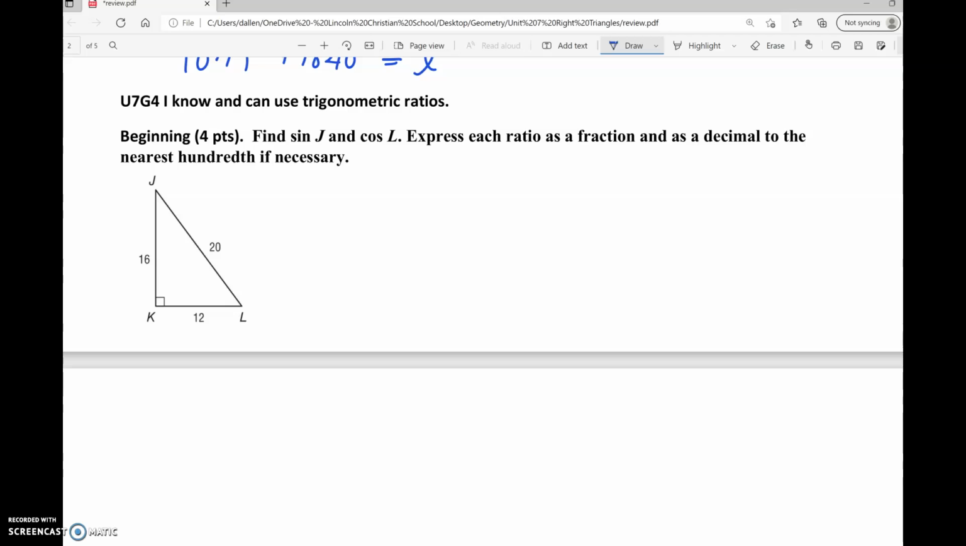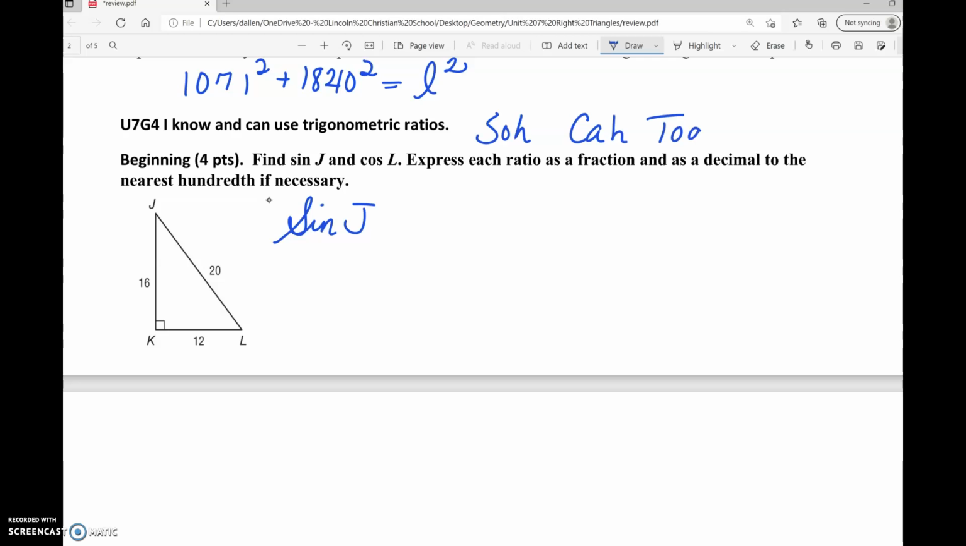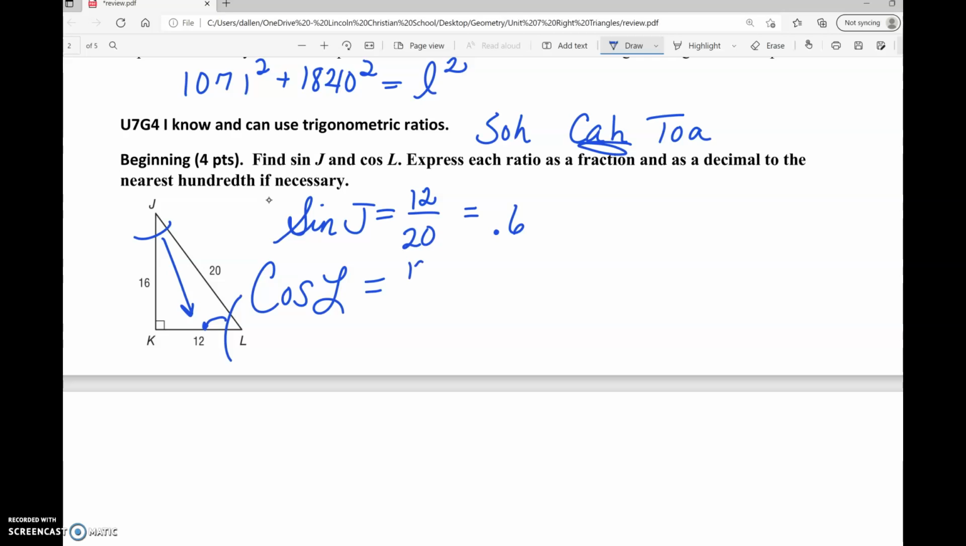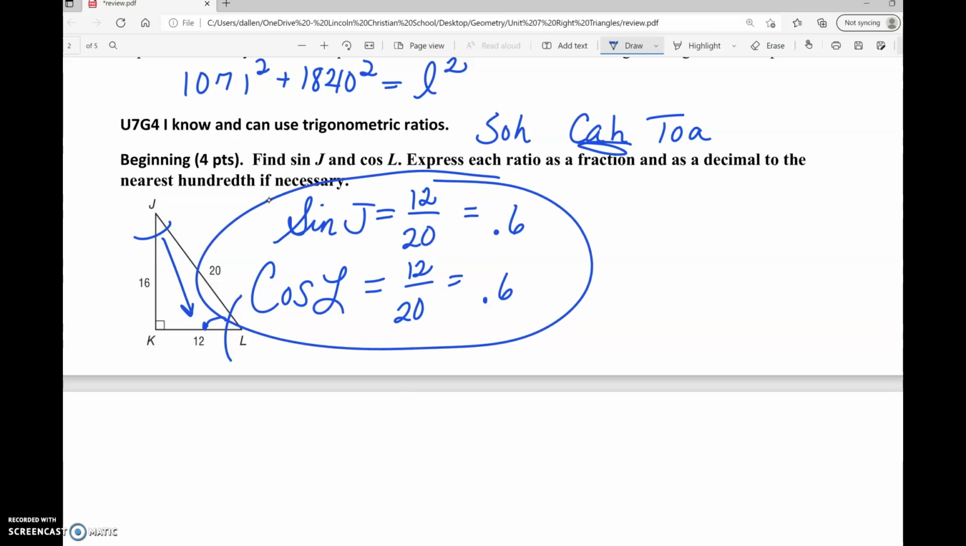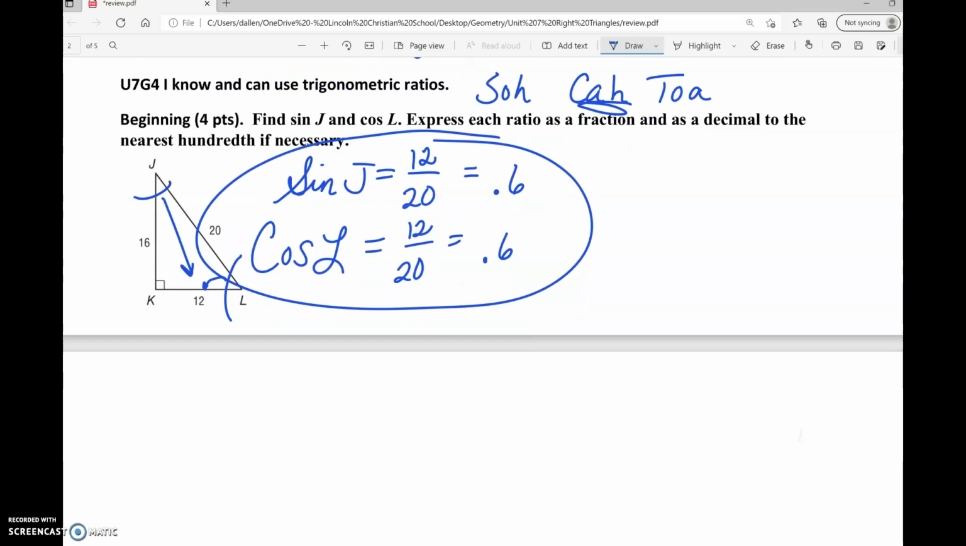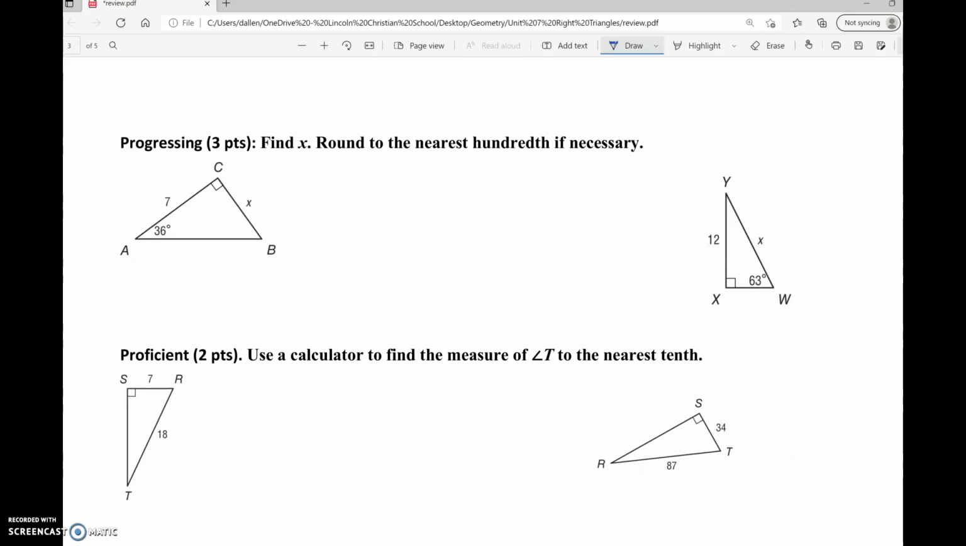On this part, we're looking for the trig ratio. So all I want is the fractions. So sine j, remember, we've got SOH CAH TOA. Sine j would be opposite of j over hypotenuse. Opposite of j is 12 over hypotenuse, which is 20. And then for the decimal, I just take 12 divided by 20 and get 0.6. And then cosine L, oops, that's a C. Cosine L is adjacent over hypotenuse, but we're at L, so adjacent to L would be 12 over 20, which equals 0.6 again. So that's what we're looking for on that, not the angle, just the ratio.